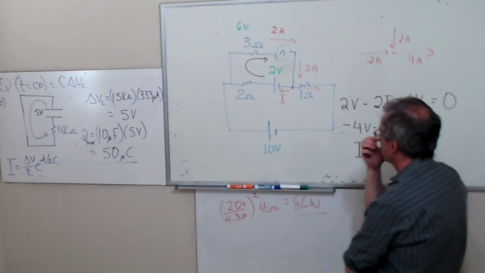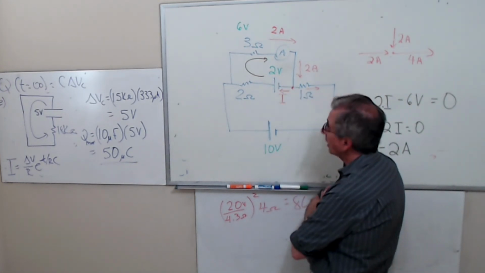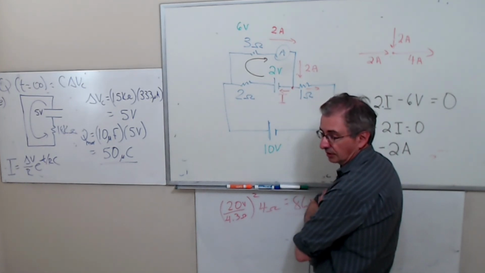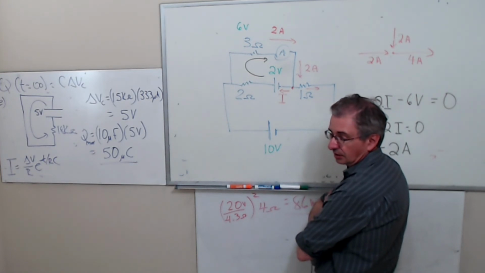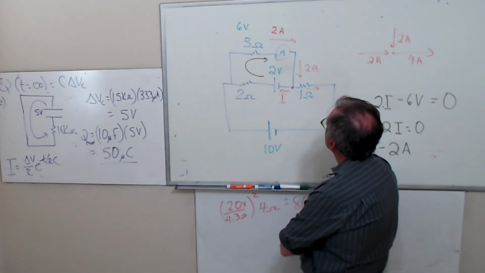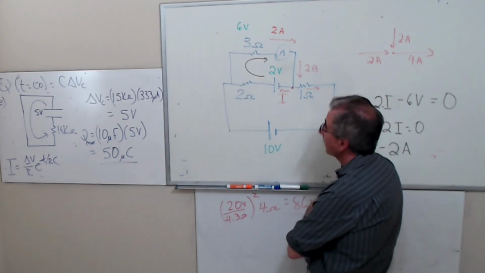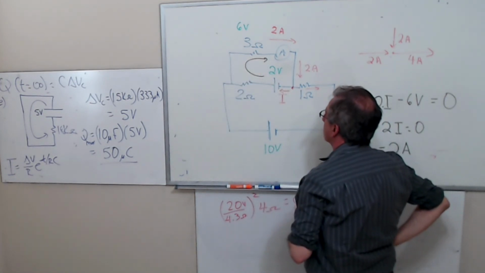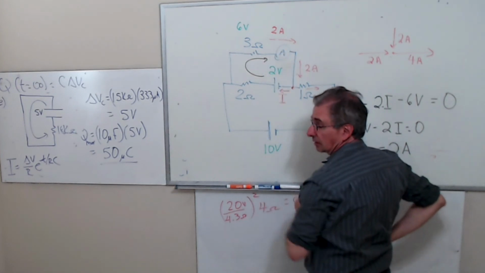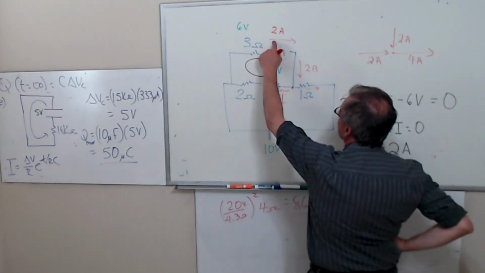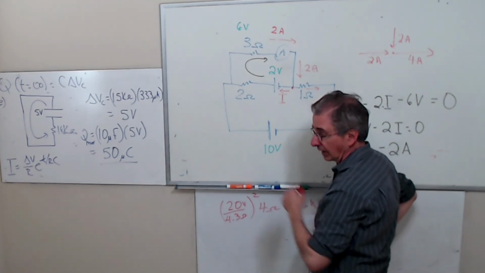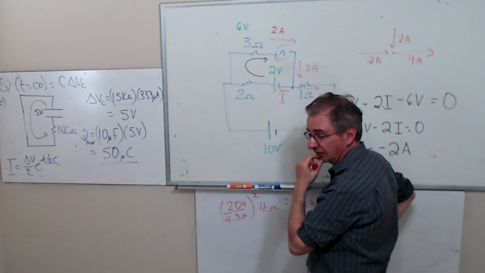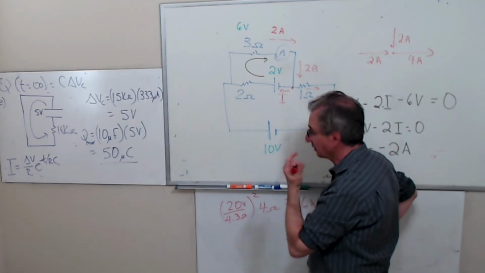Well, look at this branch. How many currents are in this branch? How many independent ones? Two, this one and this one, right? But I know this one, so I have one unknown and I have one loop. That's all I need, right? Okay, that's what I did.